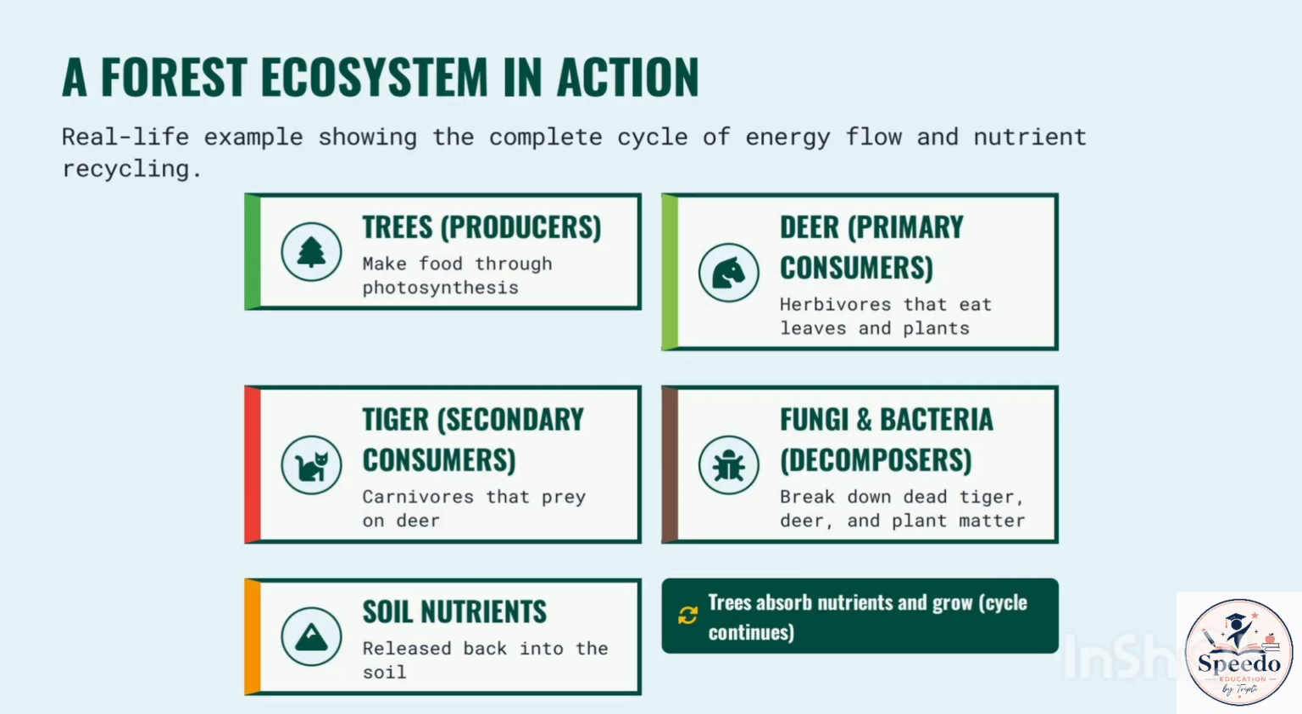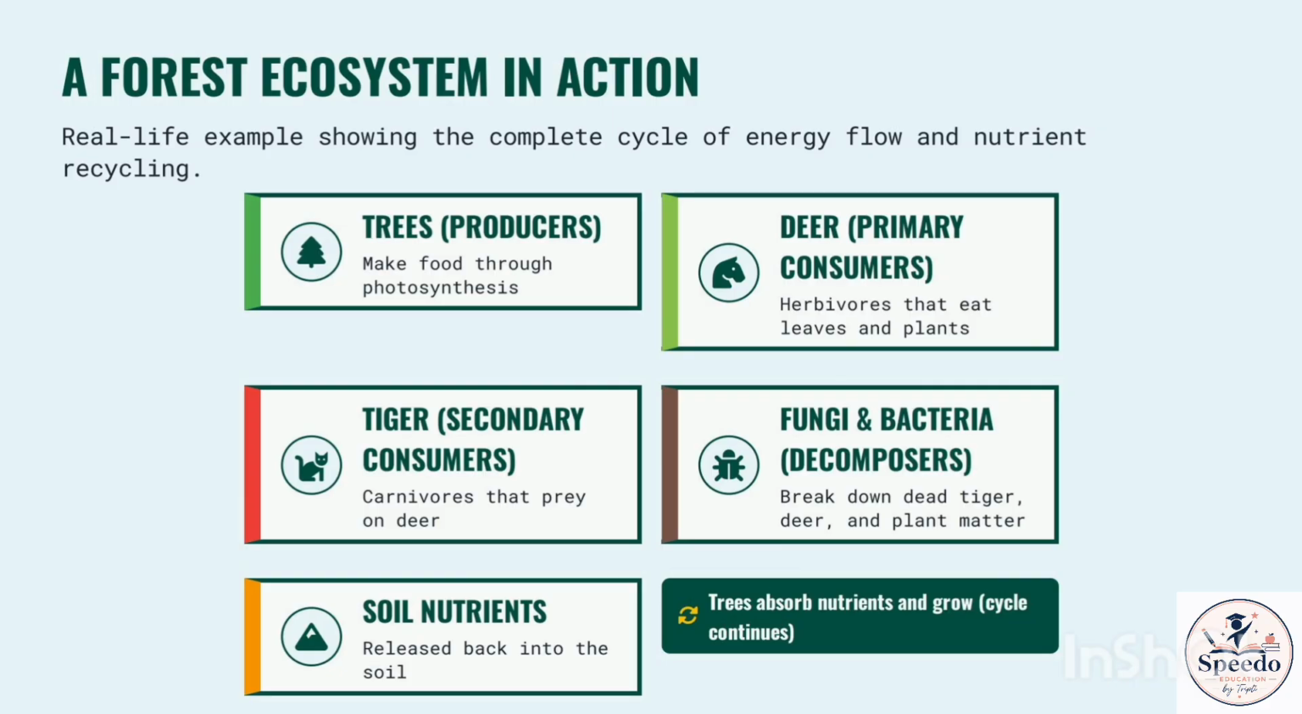As organisms eat one another, energy flows from one level to the next. When plants and animals die or produce waste, decomposers such as bacteria and fungi break down this organic matter into simpler substances. These nutrients return to the soil where they are absorbed again by plants for growth. This creates a cycle of food, energy, and nutrients that keeps the ecosystem healthy and balanced.